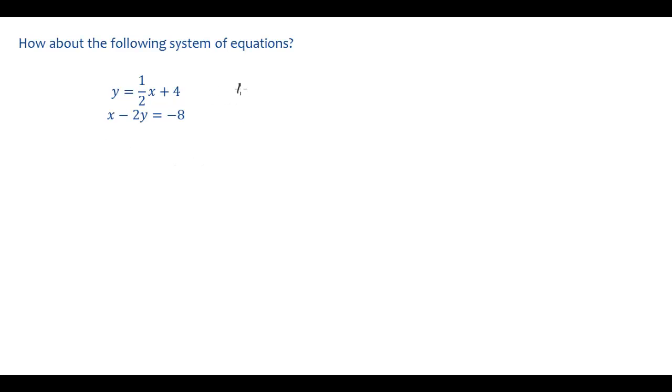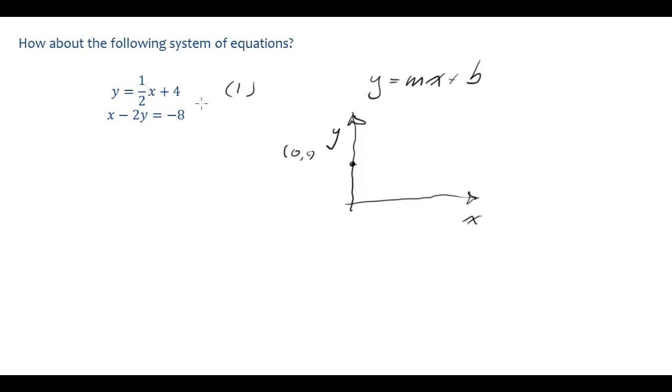Well, equation number 1 is in slope-intercept form, y equals mx plus b. So we can sketch a draft of what this is going to look like when we plot it. There's the x-axis and the y-axis. Alright, so this is going to be the point 0, 4, right, because 4, that's b, which is the y-intercept.